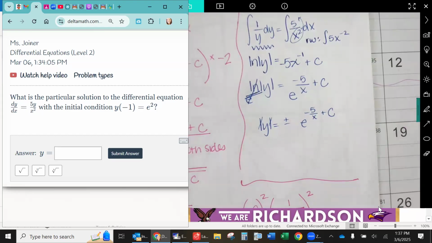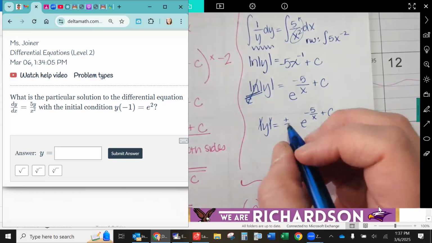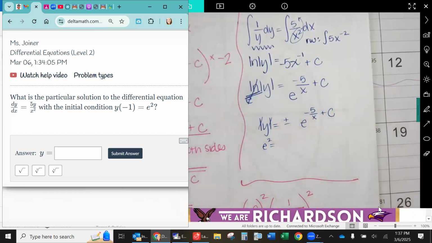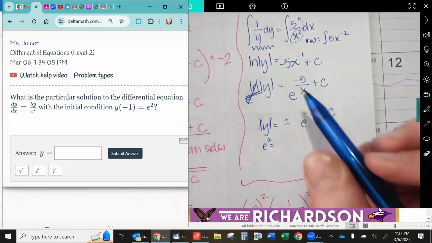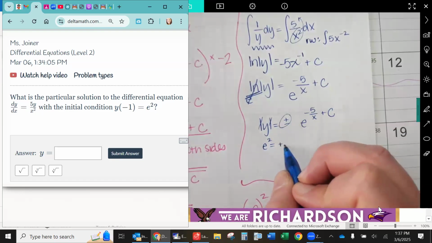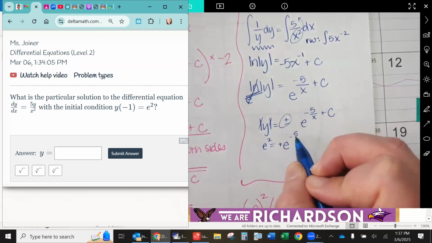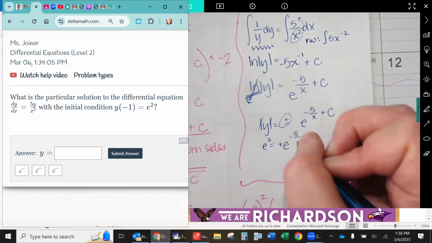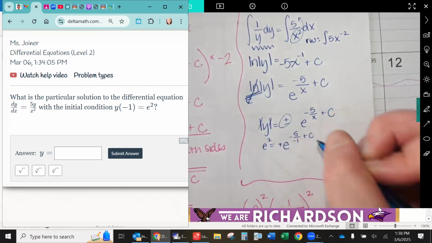Okay, now look at your point. What is my answer going to be when I plug in negative 1? E squared. Very good. So I'm going to have e squared equals. And if I want to match the sign on the e squared, am I going to pick the plus or the minus for the front? Plus. So I'll put plus e to the negative 5 over, what's my x? Negative 1, and then plus c.